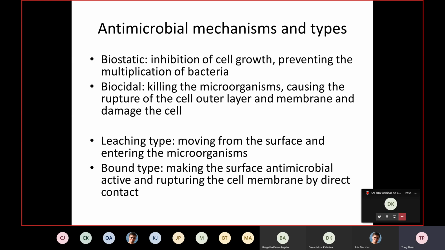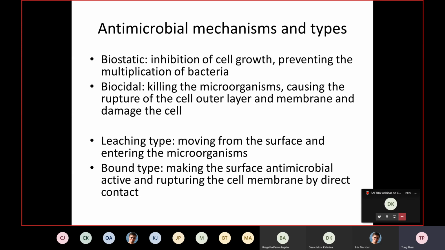Therefore, we have more or less two types of antimicrobial effects. If the effect happens due to the inhibition of cell growth, we call it biostatic. But if the antimicrobial agents kill the microorganisms, we call the effect biocidal.